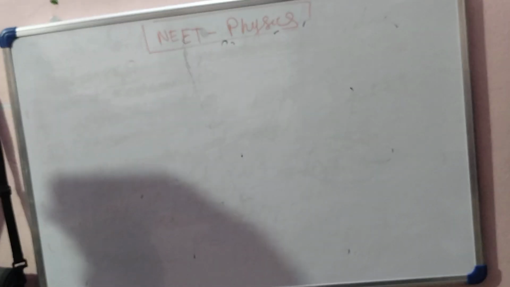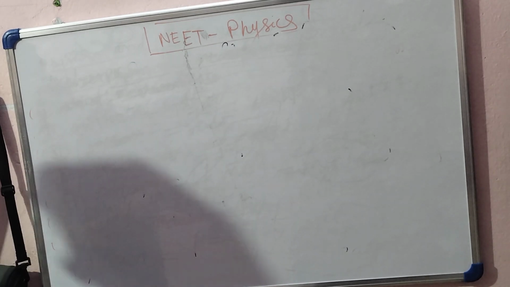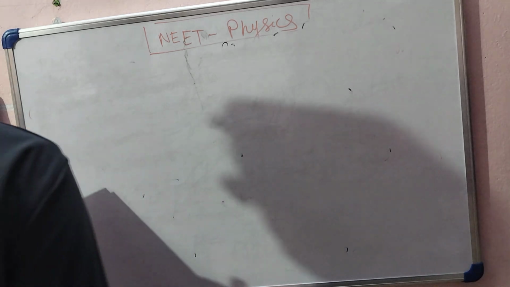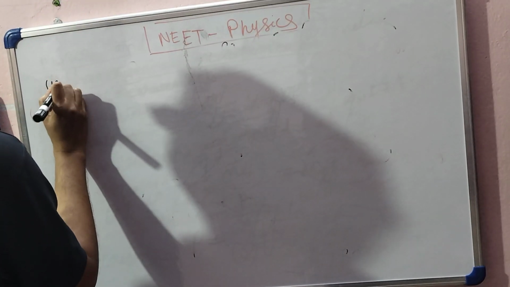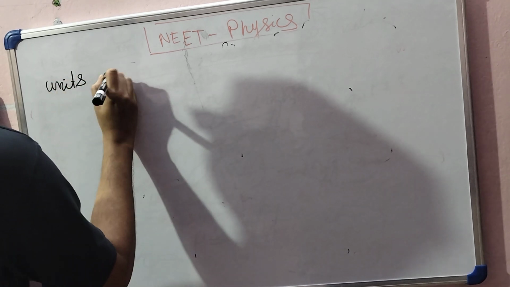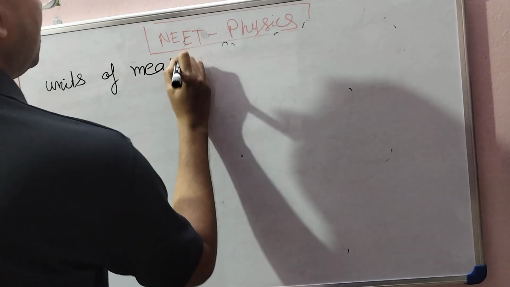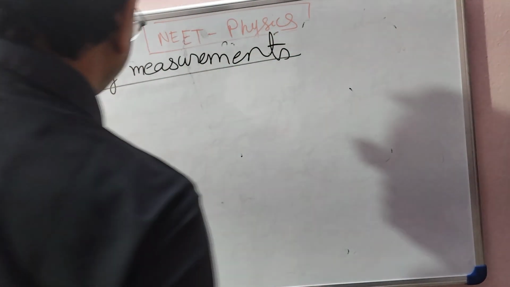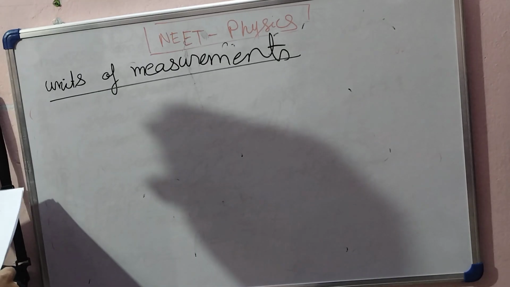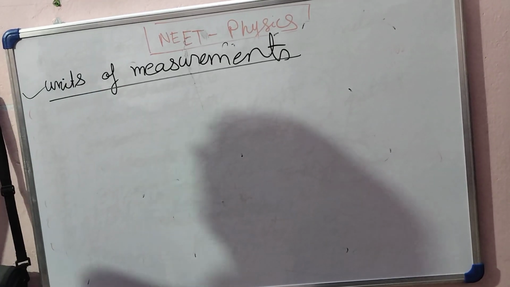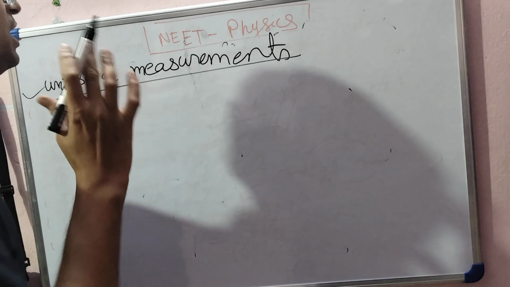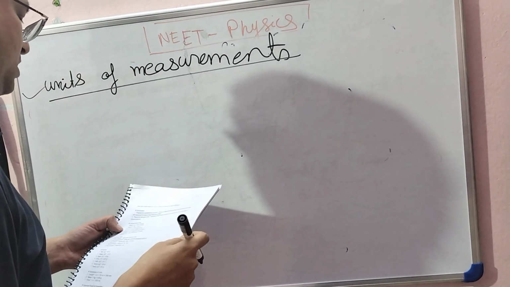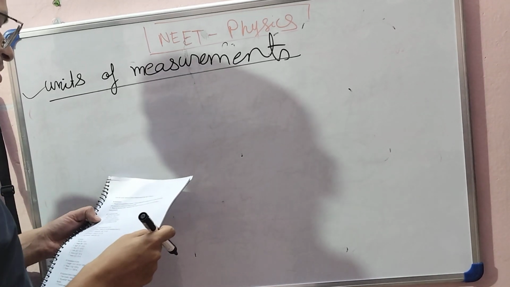First point is units of measurement. What are the units of measurement? Like the measurement of units, how a quantity is measured.